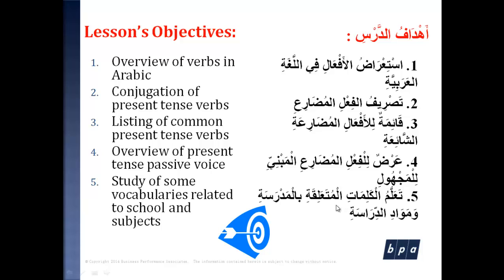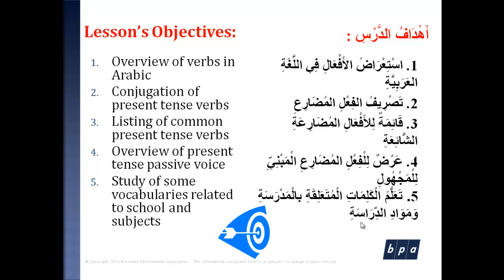تعلم الكلمات المتعلقة بالمدرسة ومواد الدراسة. Learn vocabulary, الكلمات, the vocabulary, المتعلقة, related to, بالمدرسة, in the school, ومواد الدراسة, and school subjects.